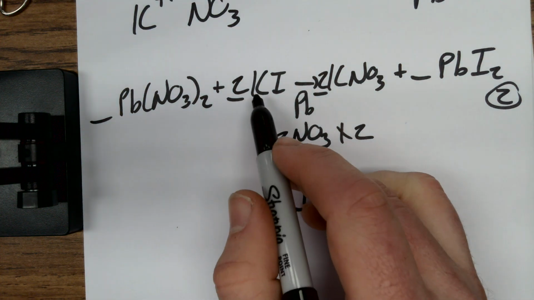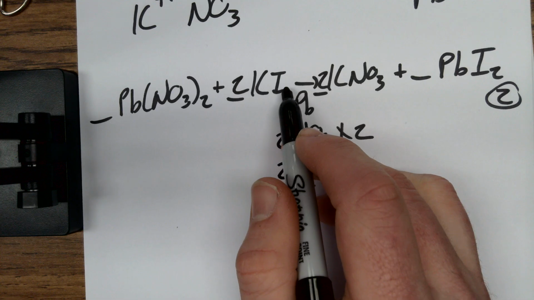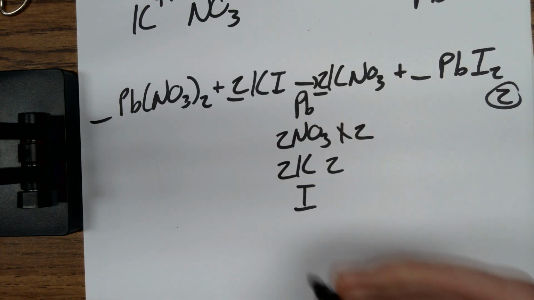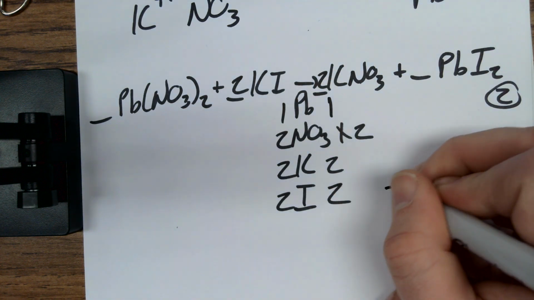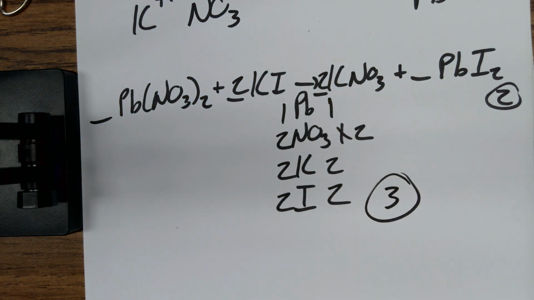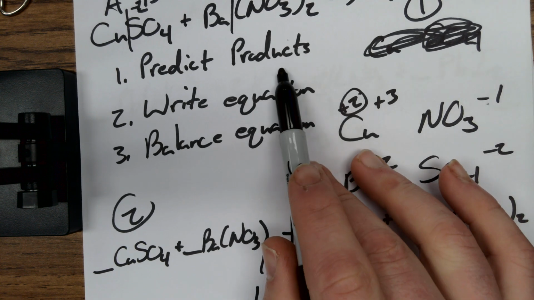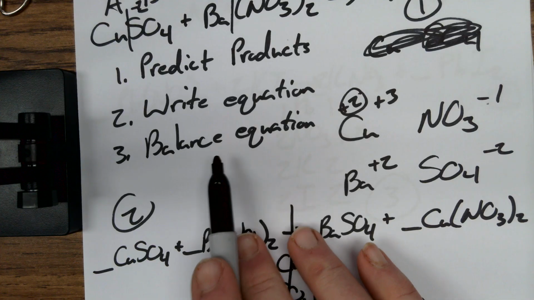All right, so since I changed potassium here, I also changed the iodine too, right? So that's my next place, second best to go. 2 iodines. How many iodines do I have on my opposite side? 2. Are they balanced? All right, so I only got one last thing to do. I have 1 lead on my reactant. How many leads do I have on my product side? 1. 3 steps. Predict your product, write the equation, balance the equation.